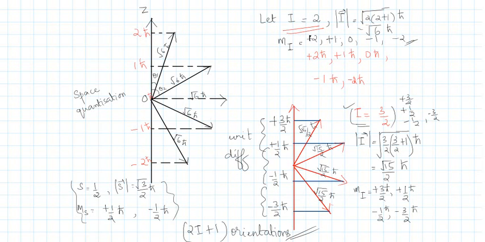So if you look at how many orientations are possible for a particular I value, there are 2I plus 1 orientations possible. When I equal to 2, you saw that there were 2 into 2 plus 1, 5 orientations possible. When I equal to 3 by 2, you have 2 into 3 by 2 plus 1, that is 4 orientations possible. Here it won't pass through 0 because it starts with a half integral value, and when you take values which differ by unity, it will not pass through 0.